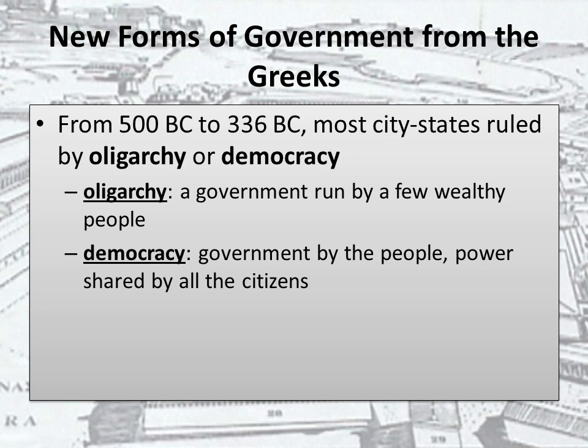These are two vocab words that you need to know, and they're both types of government. An oligarchy is a government that's run by a few wealthy people working together, and a democracy you might be more familiar with. It's government by the people where power is shared with all citizens. But remember, in ancient Greece, not every individual was automatically a citizen just for living somewhere. And we're going to learn more about that tomorrow.